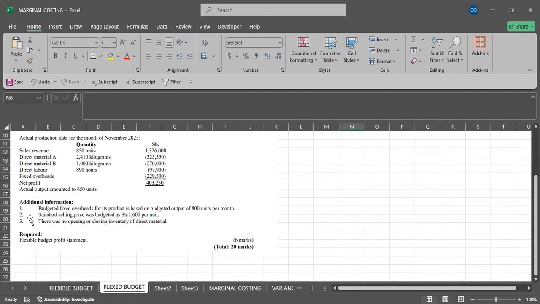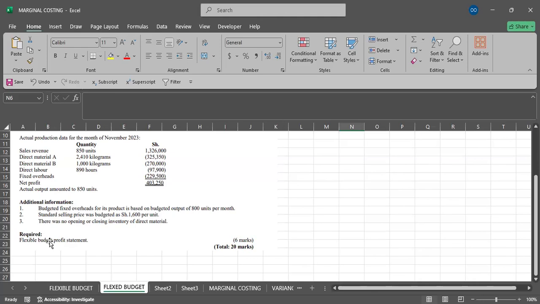Good. Additional information. Number one, budgeted fixed overheads for its product is based on budgeted output of 800 units per month. So basically, they are telling you that at full capacity, the company is supposed to produce 800 units. The budgeted fixed overheads, which will not change with changes in volume of output, are the total fixed overheads at the production level of 800 units. Number two, the standard selling price was budgeted at 1,600 per unit. Number three, there was no opening or closing inventory of direct material.